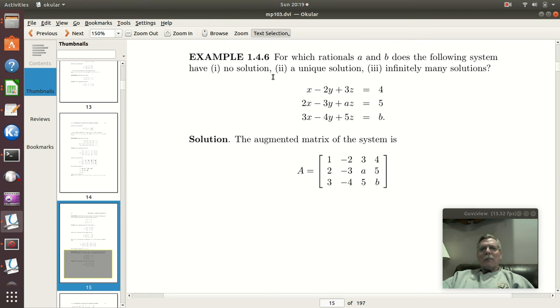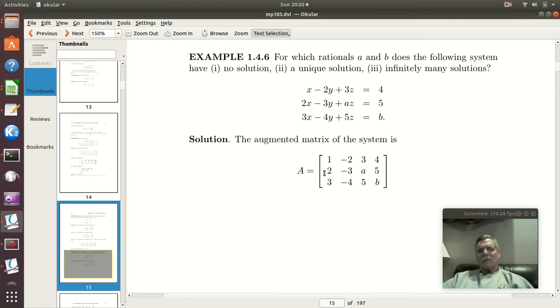Okay, example 6 is another symbolic problem. It says, for which rationals A and B does the following system have no solution, a unique solution, infinitely many solutions. So we have this A here, which is an unknown parameter, and that B there. And again, we have to set this up symbolically, and we'll have to do our row reductions by hand, but have Sage calculate that for us.